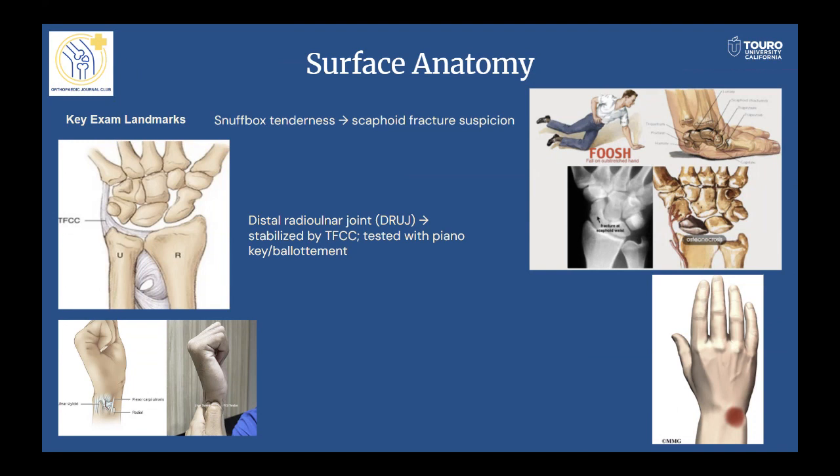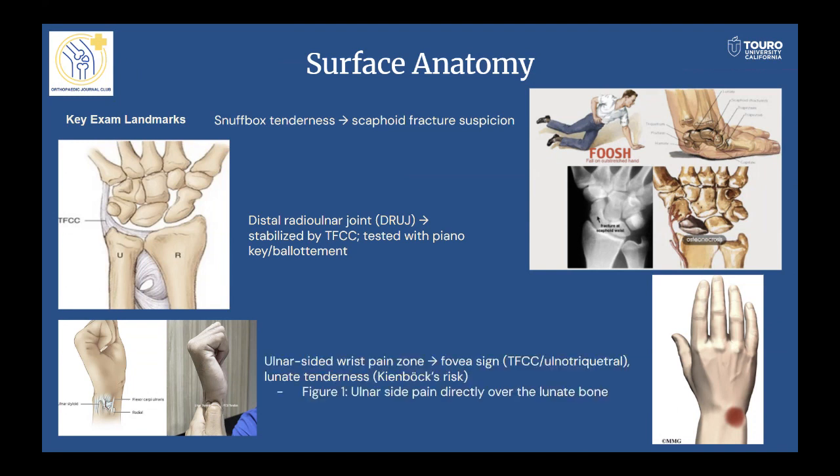So let's finally talk about the ulnar side of the wrist. This is where things get a little bit interesting. There's a small spot between the extensor carpi ulnaris and flexor carpi ulnaris tendons called the fovea. Tenderness here can mean a TFCC tear or an ulnar triquetral ligament injury.